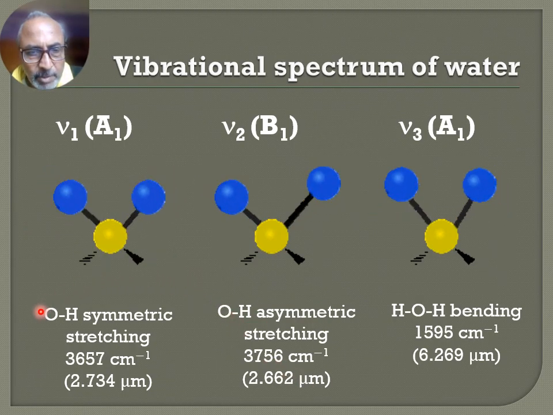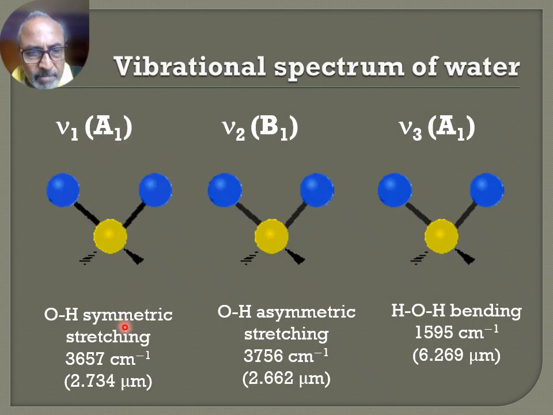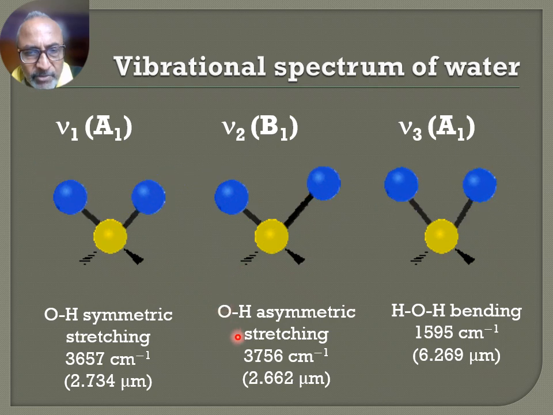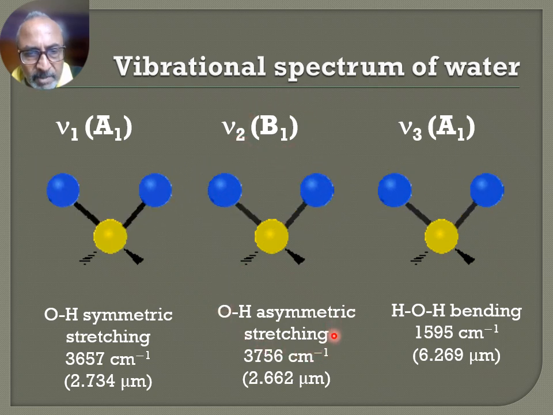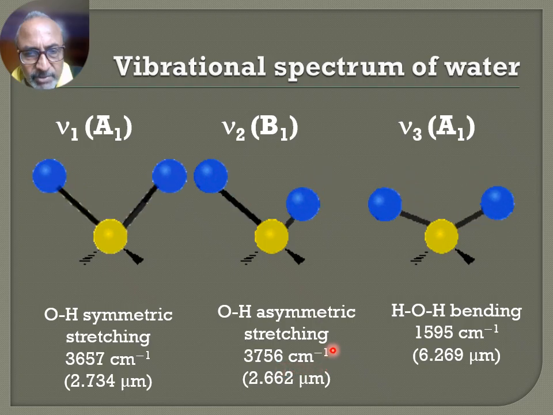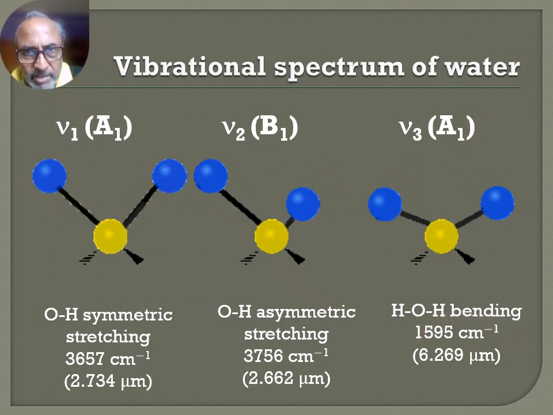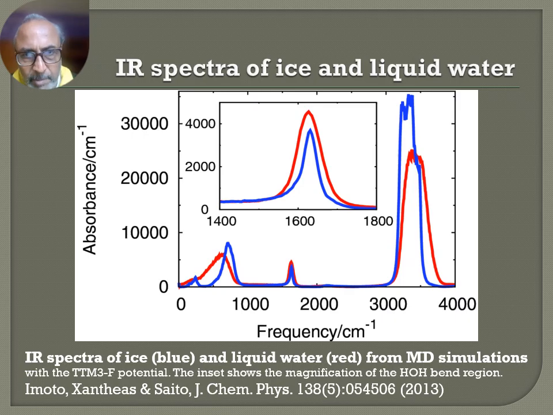So the OH symmetric stretch, which belongs to A1, has a frequency of 3657 centimeter inverse. The OH asymmetric stretch, which belongs to B1, has a frequency of 3756 centimeter inverse, and the HOH bend, which belongs to A1 again, has a frequency of 1595 centimeter inverse. Here are the experimental infrared spectra of ice and liquid water. Here's the 1595 centimeter inverse line, and here are the 3657 and 3756 centimeter inverse lines.